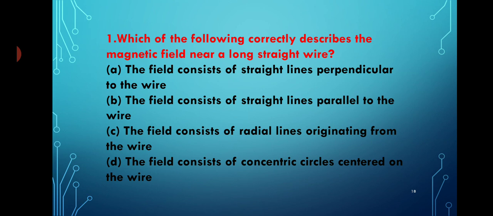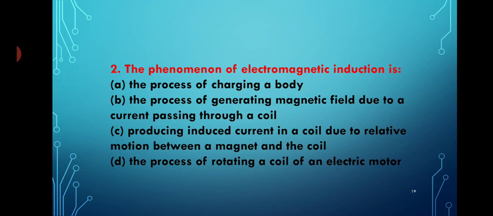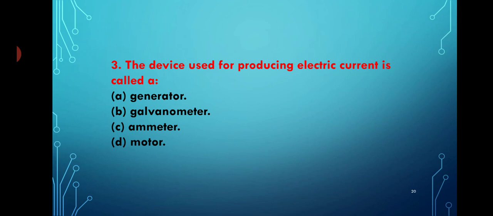First one: which of the following correctly describes the magnetic field near a long straight wire? The answer is option D. The field consists of concentric circles. Magnetic field lines represent this, centered on the wire. Option D is the right answer. Then the phenomenon of electromagnetic induction is: the right answer is C, producing induced current in a coil due to relative motion between magnet and the coil. Third one, the device used for producing electric current is option A. Generator is the right answer.